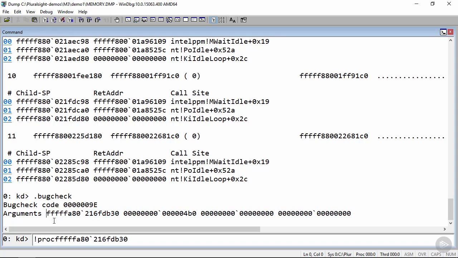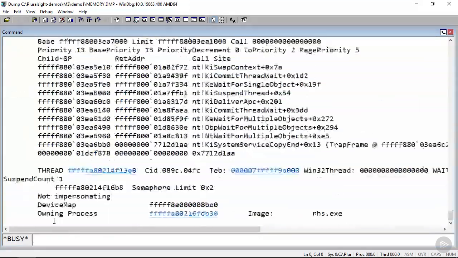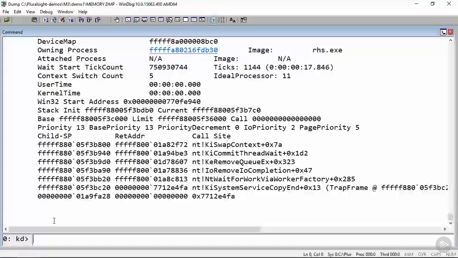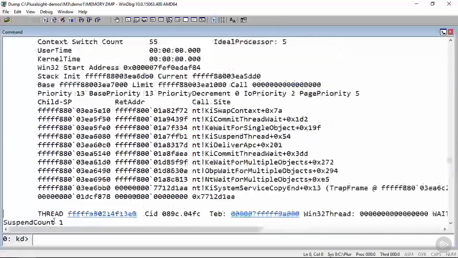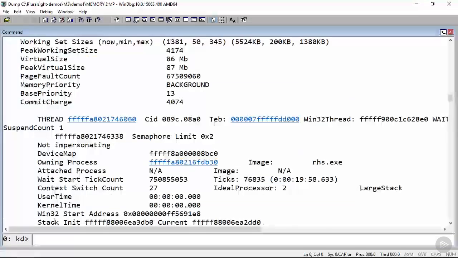So what we'll do is a !process command to take a look at that particular process that was called out in the bug check. Now, a lot of information is scrolling by, so we're going to go back up and take a look at all this. So here we go. We'll just page up to where the command started. As you can see, a lot of information.